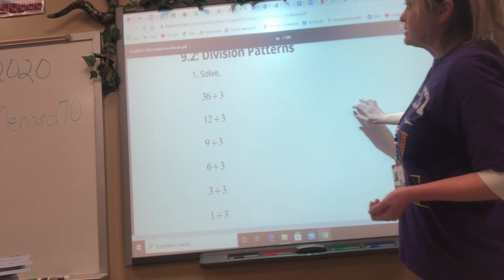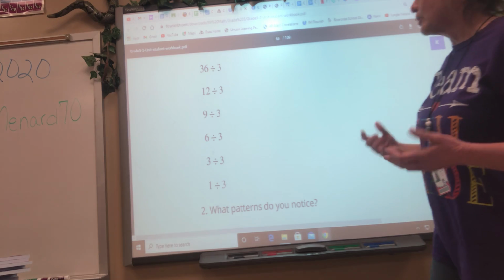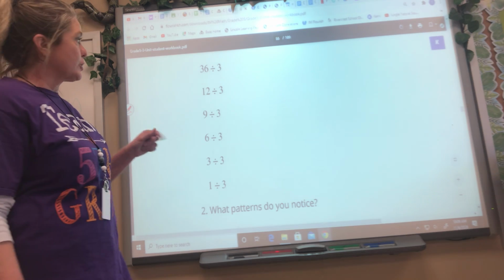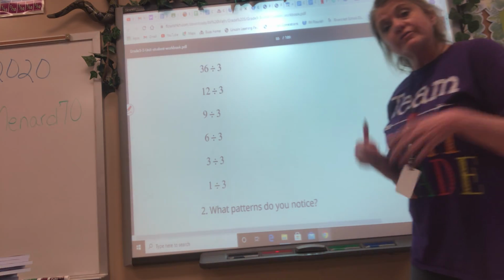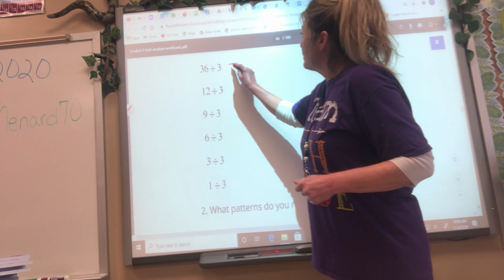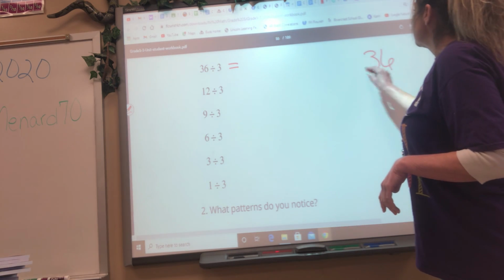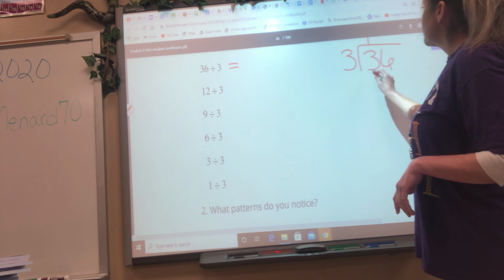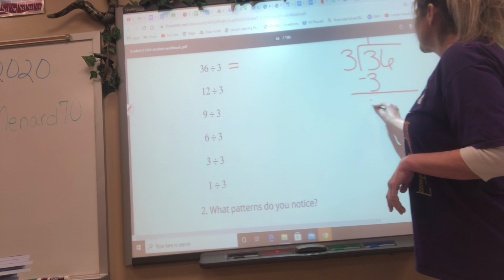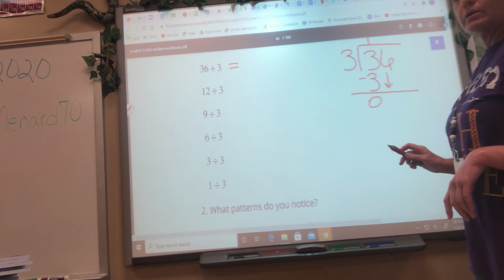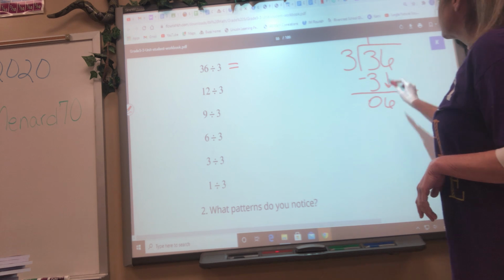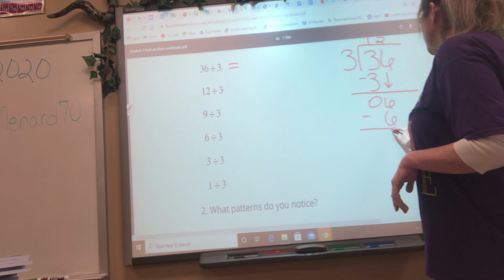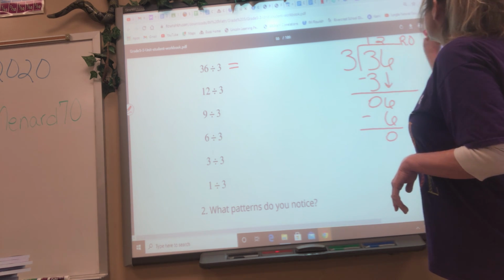Now, division patterns. That is what we were just going through, division patterns. So let's look at all of these. All of these have the same divisor. They're all being divided by 3. So if our pattern is correct, we have 36 divided by 3. 3 goes into 3 one time. 1 times 3 is 3. We subtract, bring down our other digit. 3 goes into 6 2 times. 2 times 3 is 6. We subtract, and we get a remainder of 0.